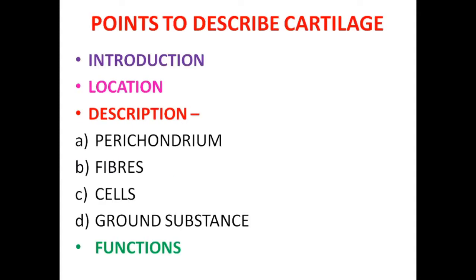So in theory, any of the cartilage can be described under these headings: the introduction, the location, the description, perichondrium. In the description we can have subheadings of perichondrium, the fibers which are present, the cells which are present, the ground substance, and lastly the function and the applied anatomy. These are the points which are to be mentioned in the short note of any cartilage asked in the exam.